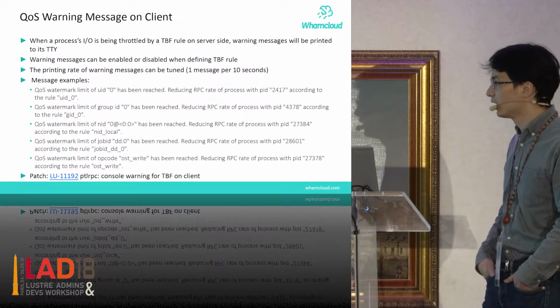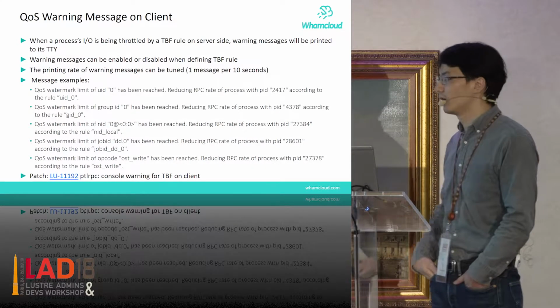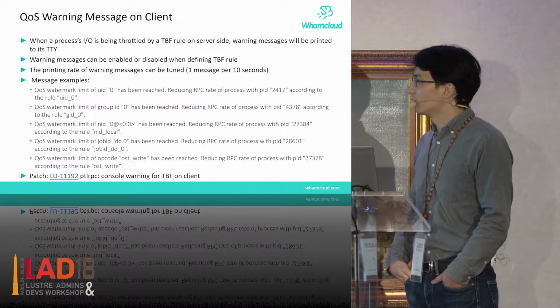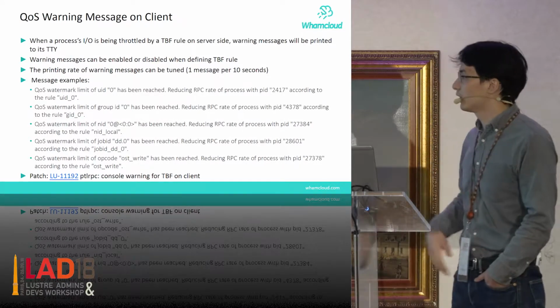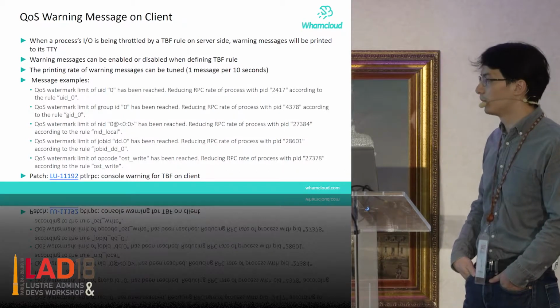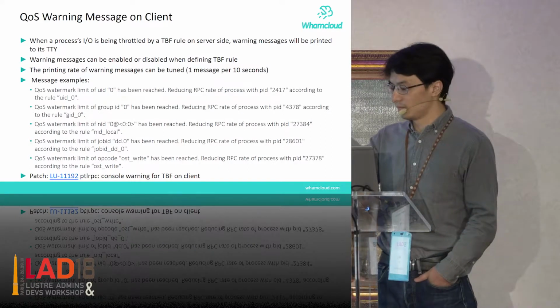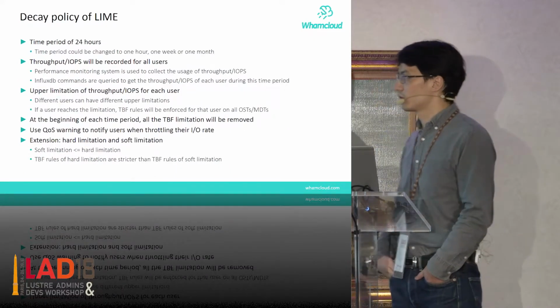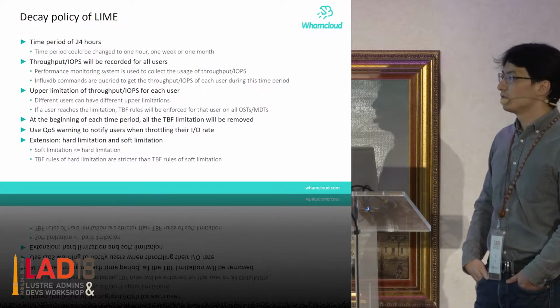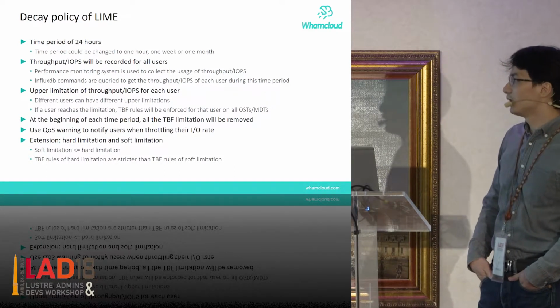decisions based on that. So there are some examples of the messages, and it tells you why you are throttled, and which rule is throttling your RPC rate. And of course it is a patch of Lustre, so we push it to the community. And also based on these things, we implement some policies.